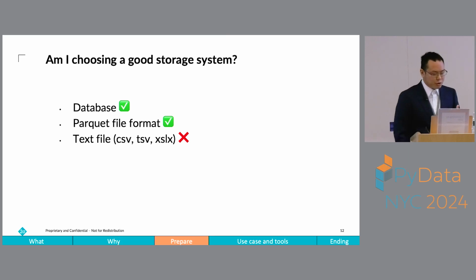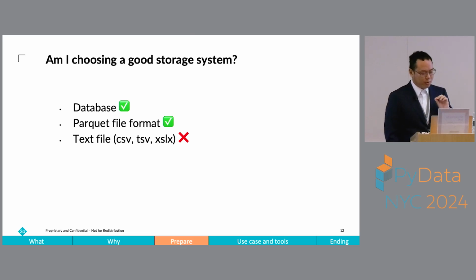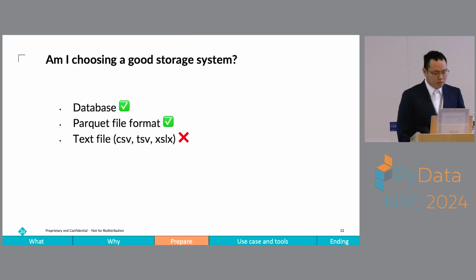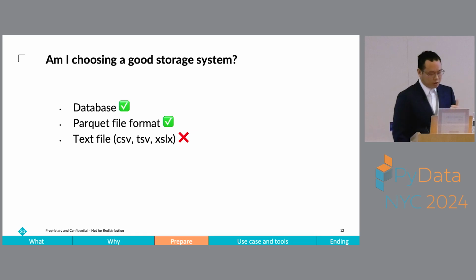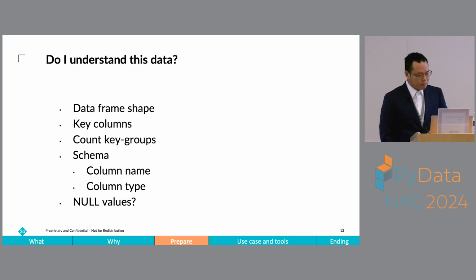The thing you don't want to do is directly diff on a text file. I already showed you, if you just directly use pandas to read the text CSV file, you will have trouble because of the missing schema information. Doing diffing directly on a text file is not that easy. So choose a good storage system before you do that.